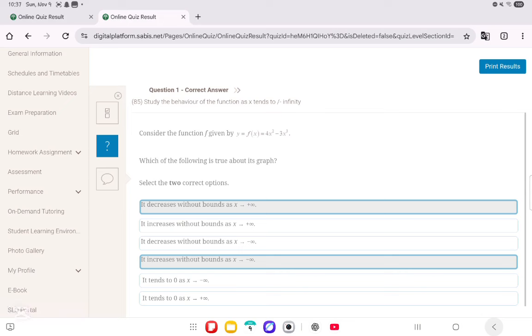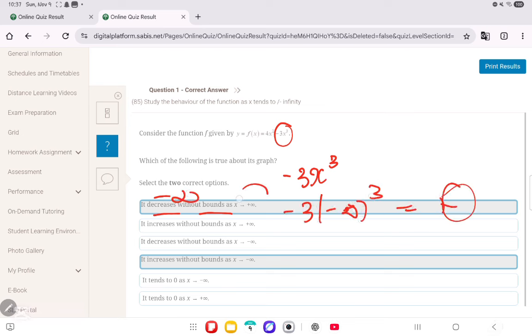Which of the following is true about the graph? So you take the one with the highest exponent, minus 3x cubed. If it decreases with bounds, right? What does this mean? If we have minus infinity, minus 3 times minus infinity to the power of 3 will give me a positive answer, so it will be positive. But if I put positive infinity, it will give me minus 3 times positive infinity to the power of 3, it will give me a negative answer, okay?